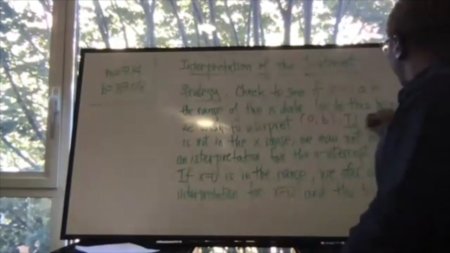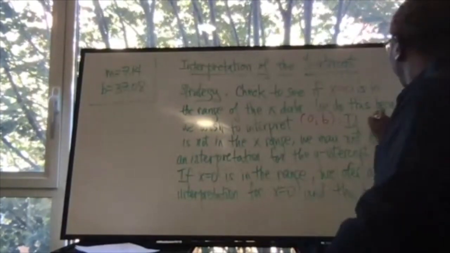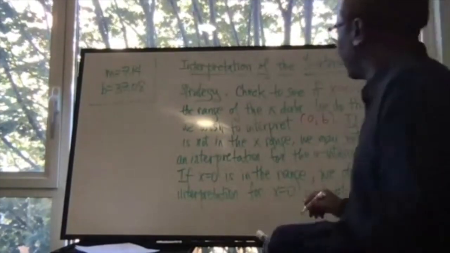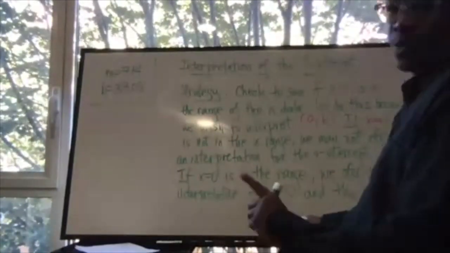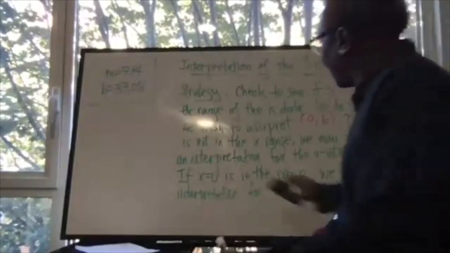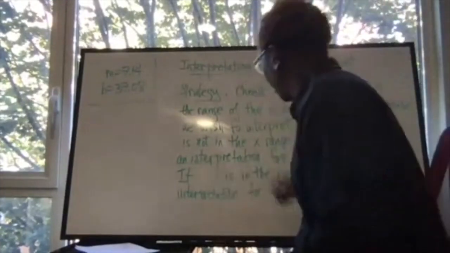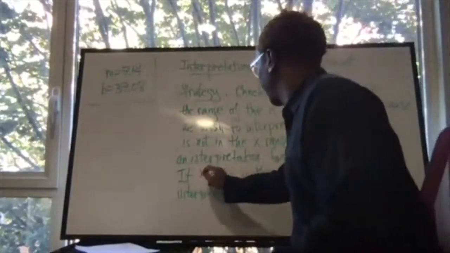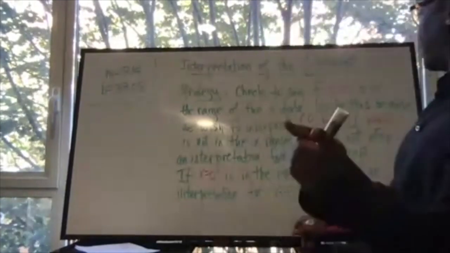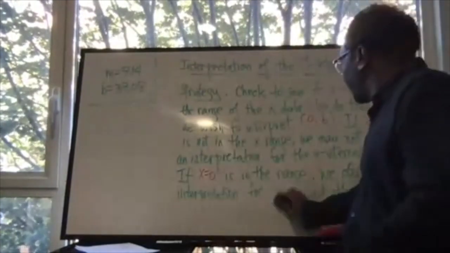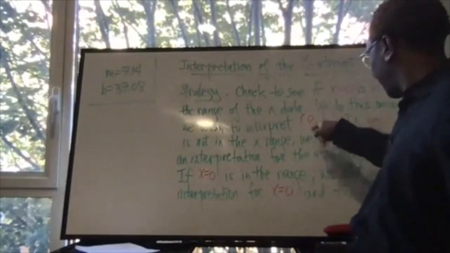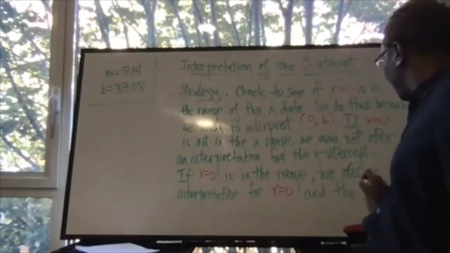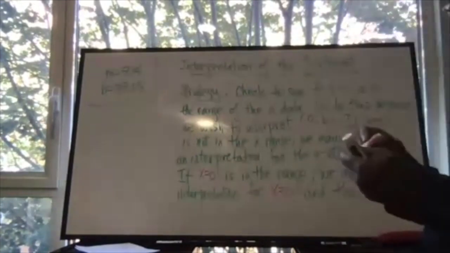Again, this x equals 0 is not in the x range. We may not offer an interpretation for the y-intercept. If this x equals 0, I'm just going to do these colors so you can see, is in the range, we offer an interpretation of x equals 0, which is this one here, and the b value there.